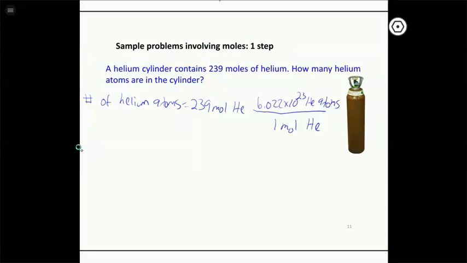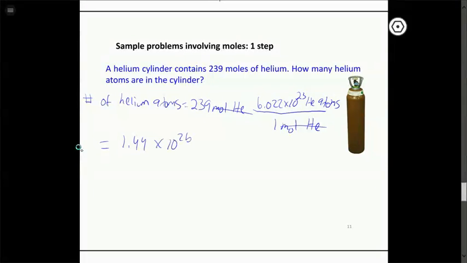So what we see here is that moles of helium cancel out, they divide out, and we've now converted moles into individual atoms. So if you know the definitions of these conversion factors and the units that they apply to, you can arrange them in the correct way to get you from one quantity into another. And so when we multiply this out, we get 1.44 times 10 to the 26 atoms. All right, so that's a very straightforward one-step conversion from moles into number of atoms.